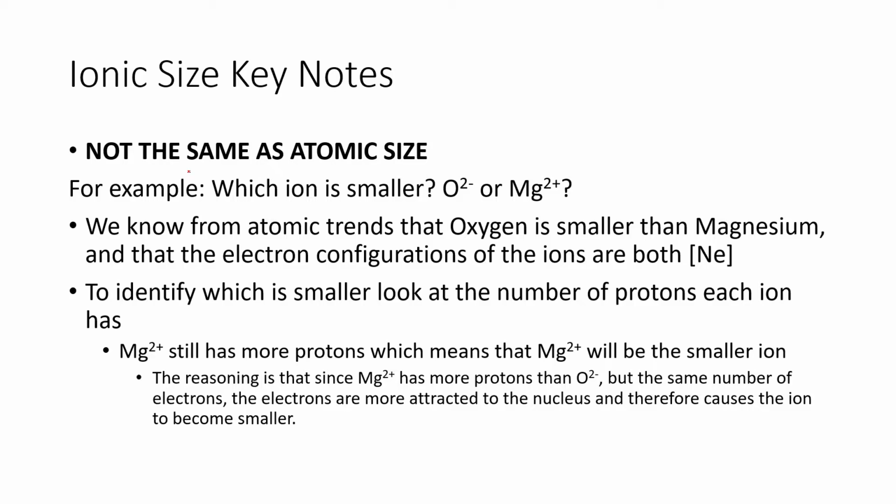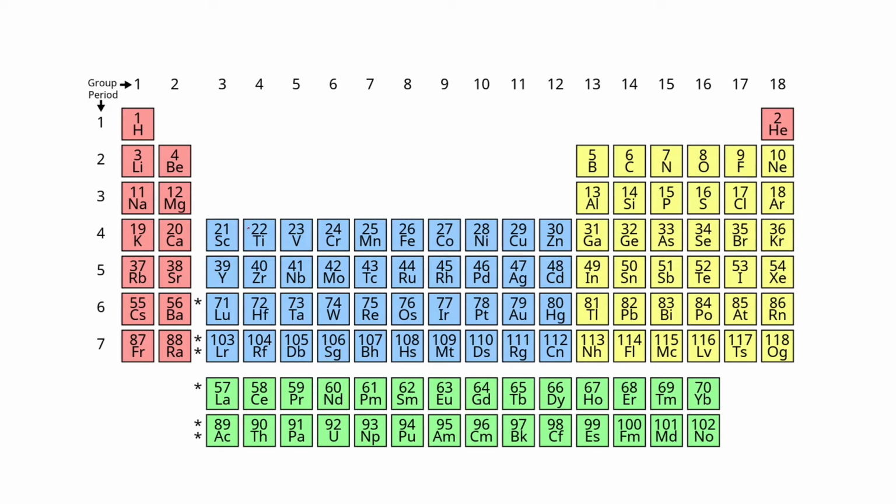As I mentioned earlier, ionic size is not the same as atomic size, so this is a very important point. Now if I were to ask you which ion is smaller, oxygen or magnesium, so O2 minus or Mg2 plus, using atomic trends, you would probably answer that oxygen is smaller, but that is not the case. So let's look at the periodic table. We see here neutral elements of magnesium and oxygen. So magnesium over here and oxygen right here. In our example, we were trying to compare oxygen 2 minus, an anion, versus magnesium 2 plus, which is a cation.